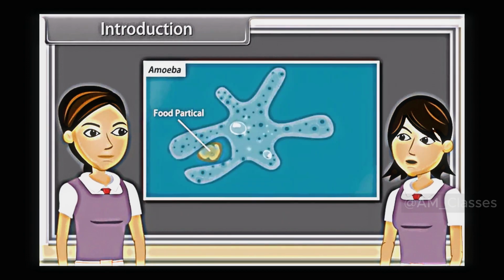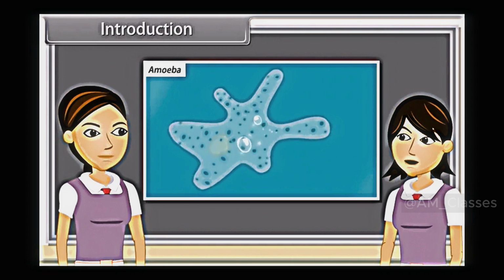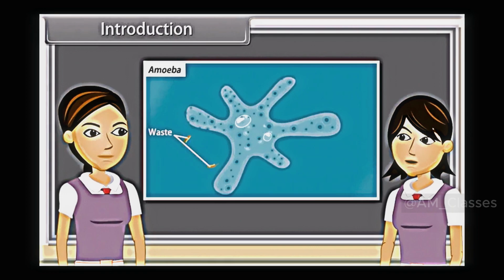Unicellular organisms remove these wastes by simple diffusion from the body surface into the surrounding water. For example, in amoeba, it is done through the plasma membrane. While complex multicellular organisms use specialized organs to perform the same function.